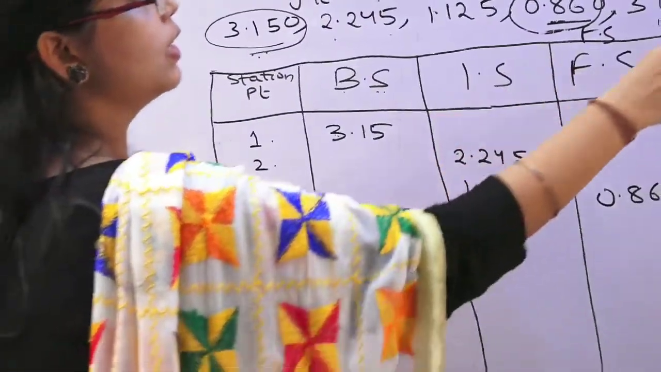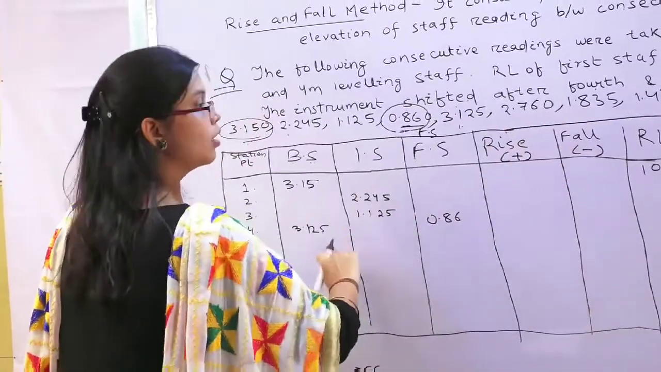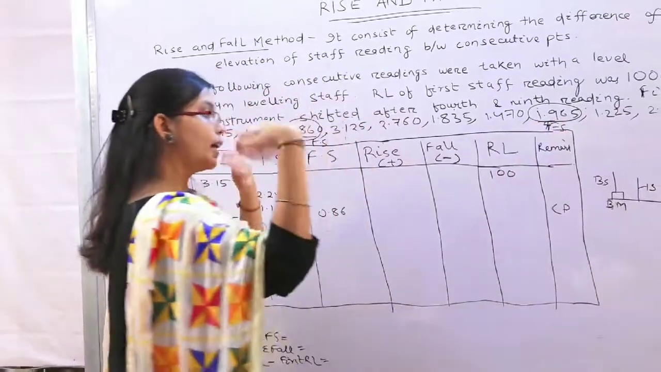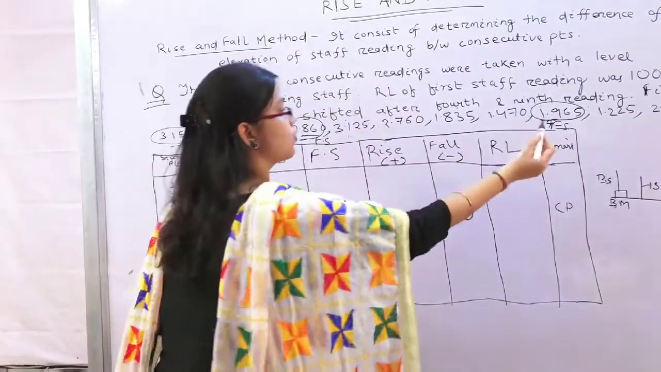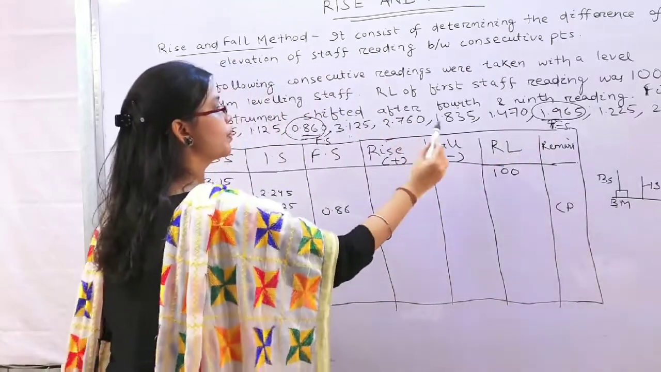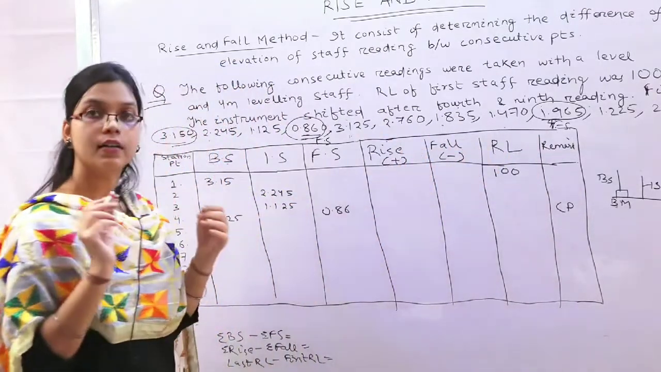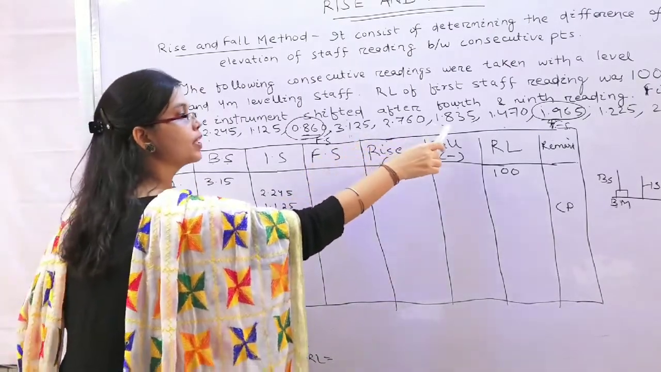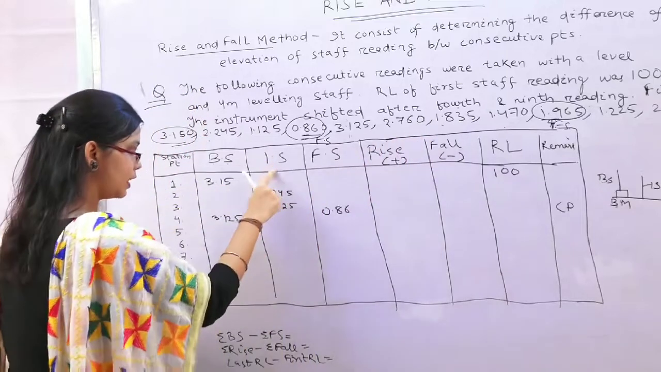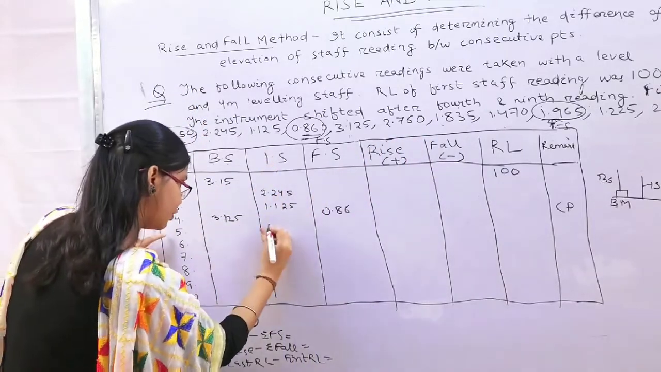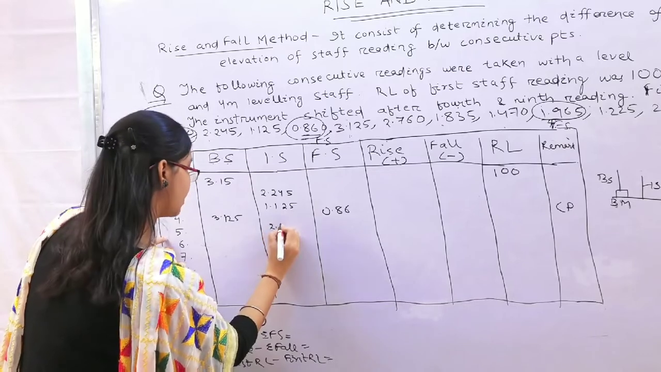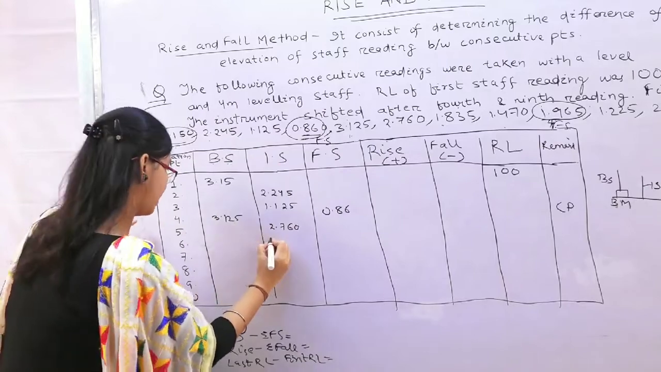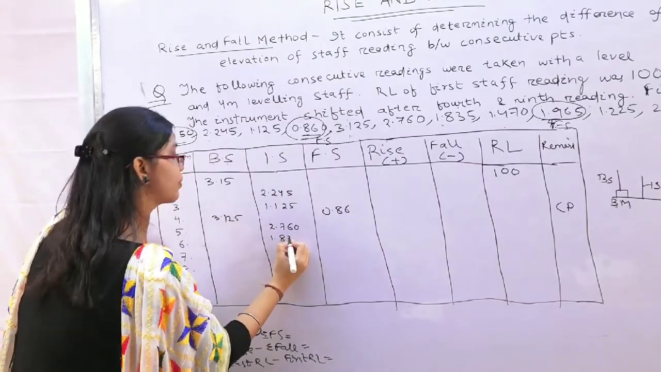Now again, this one is the forward side reading of the another instrument. So this is the last staff reading. Between these 2 points are intermediate staff readings. So we'll write down 2.76, 1.835 here in the intermediate position. In 5 we'll write down 2.760 and 1.86, 1.835.